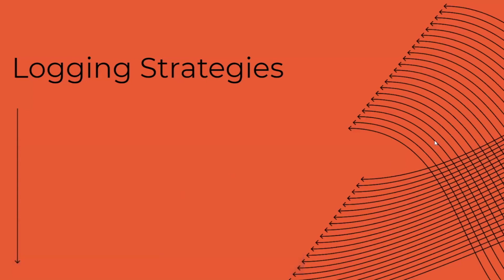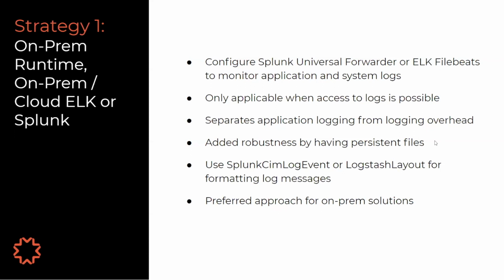logging strategies. The first logging strategy we're going to talk about today is an on-premise runtime in combination with an on-premise or cloud ELK or Splunk instance. You're going to configure your Splunk Universal Forwarder or your ELK Filebeat to monitor an application or a log location on your system. This is only going to be applicable when you have access to logs. Sometimes if you have sensitive information, HIPAA, PII, anything like that, you might not always have access to those logs. So the strategy is only going to work when you do.